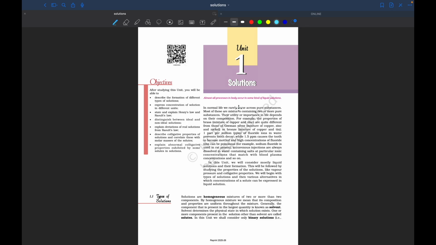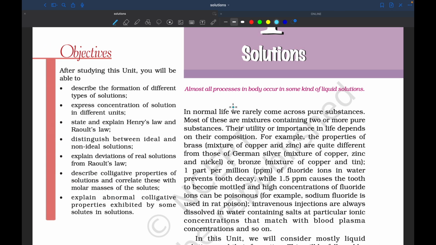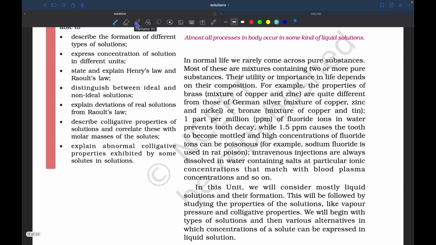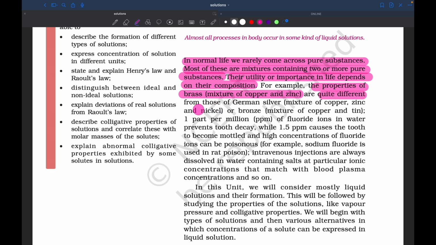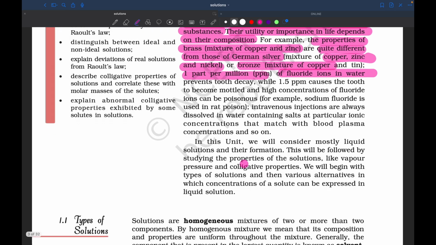Okay, so here is the solutions chapter. We will see some introduction here. In normal life, we rarely come across pure substances. Most of these are mixtures containing 2 or more pure substances. Their utility and importance in our life depends on their composition. For example, the properties of brass, a mixture of copper and zinc, are quite different from those of German silver, which is a mixture of these ones. Bronze is this one, and ppm, the fluoride ions in water. So all this is the introduction.